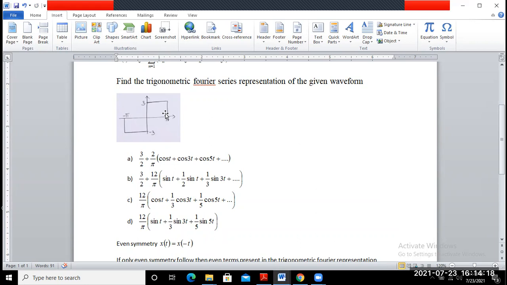So these are the three basic types of symmetry you should always keep in mind, along with which terms are present if any particular type of symmetry is followed by a waveform. In this way you can solve problems within 2 or 3 minutes.